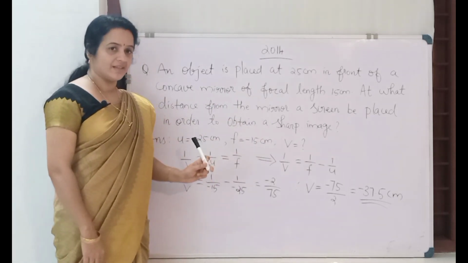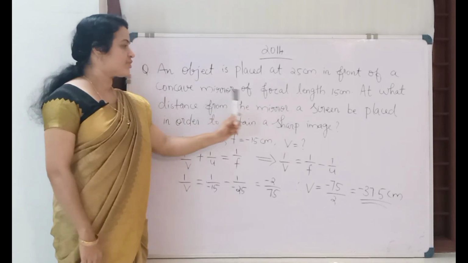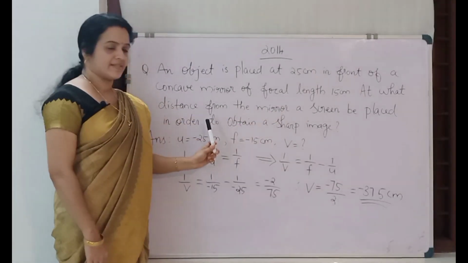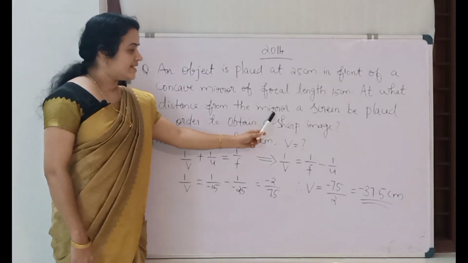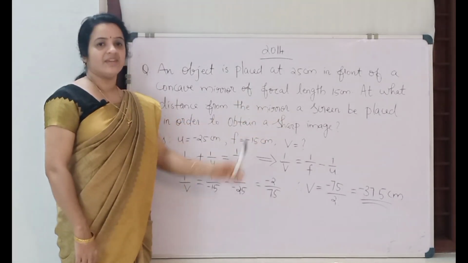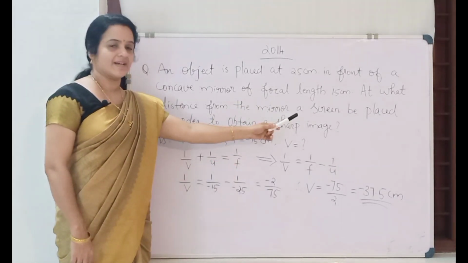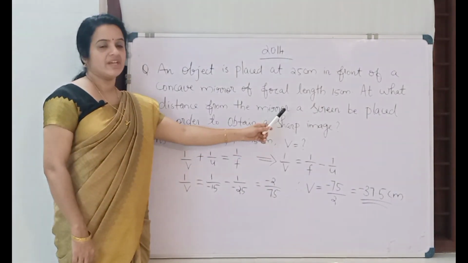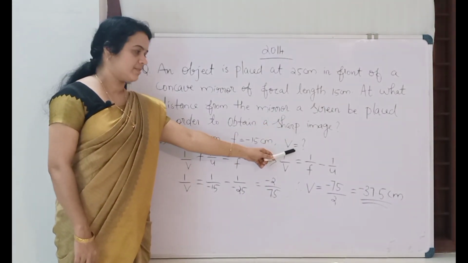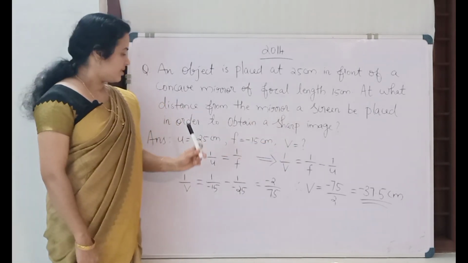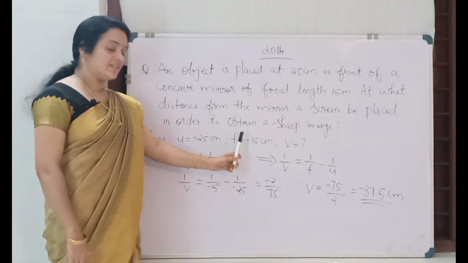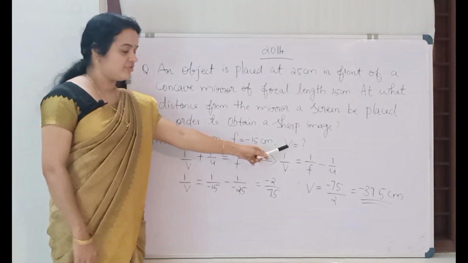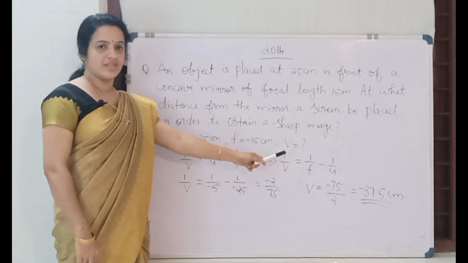Now we have to calculate, at what distance from the mirror should the screen be placed? That is the image distance we need to calculate. So to get a sharp image, the image distance, that is v, has to be found. If we have the values of u and f, which equation can we use to calculate v?